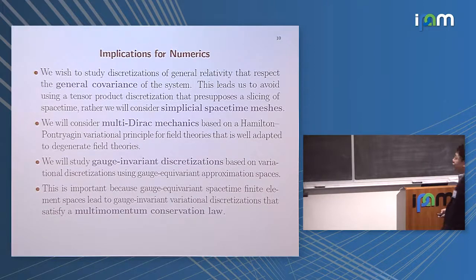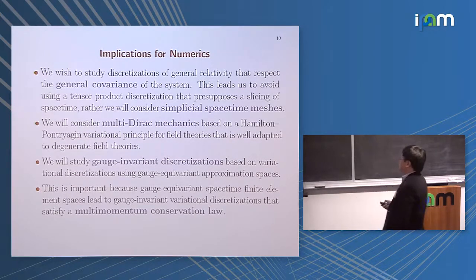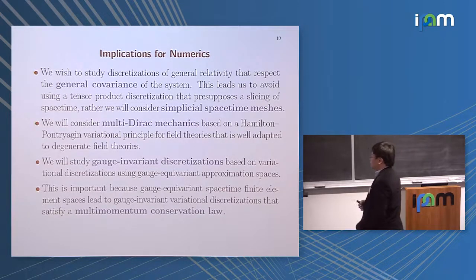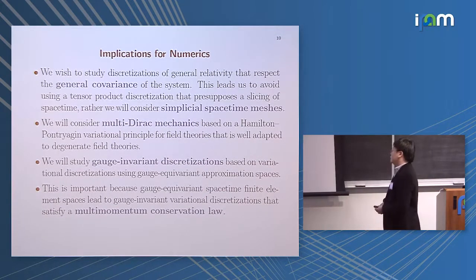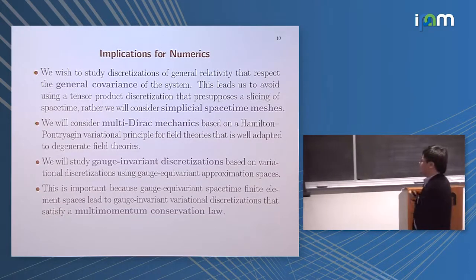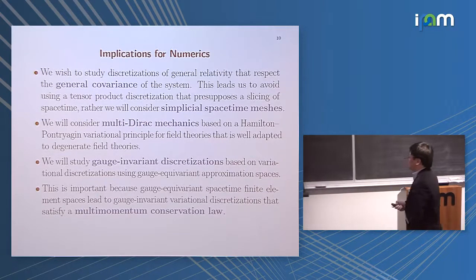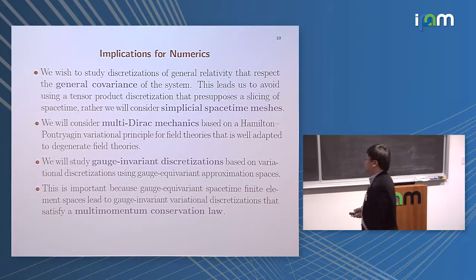In relativity. And so what that has led us to do is to avoid a space-time tensor product discretization of a mesh, which presupposes that you have a global slicing of space-time. The reason for this is that we don't want to prescribe the topology of the space-time ahead of time, and would rather allow it to evolve as part of the simulation. And so instead, we're considering space-time simplicial meshes, right?